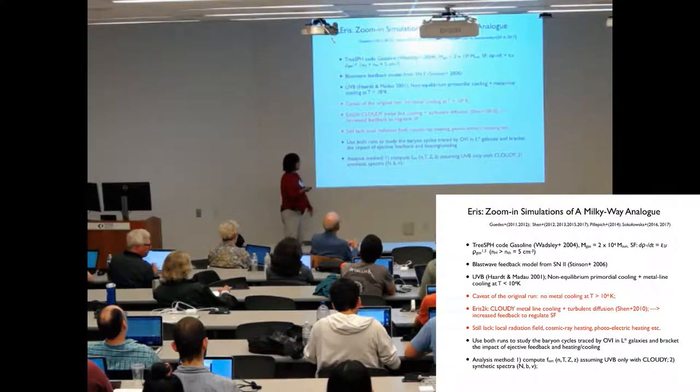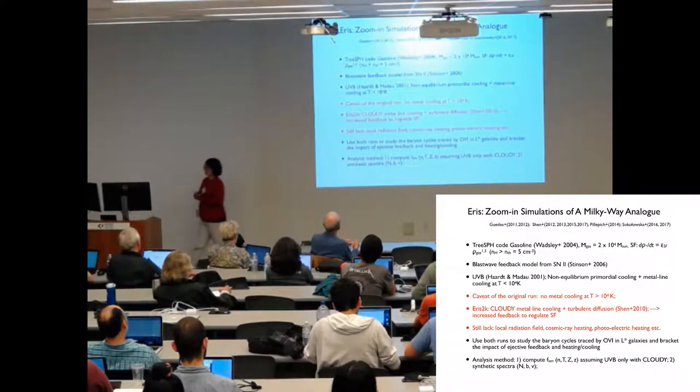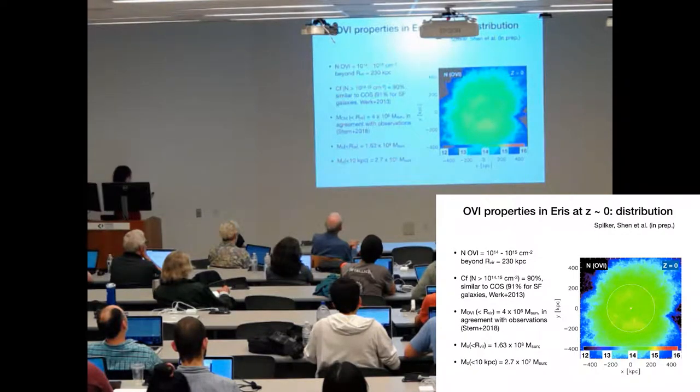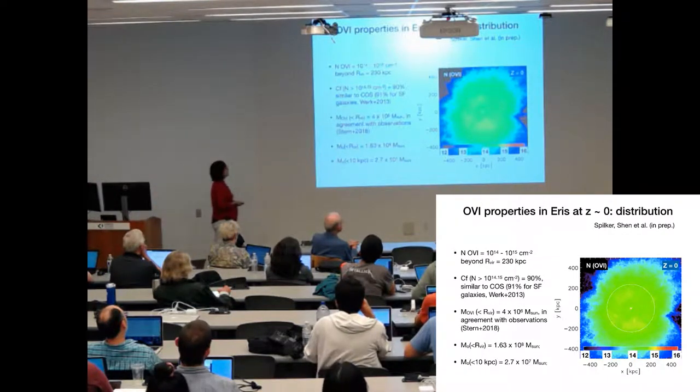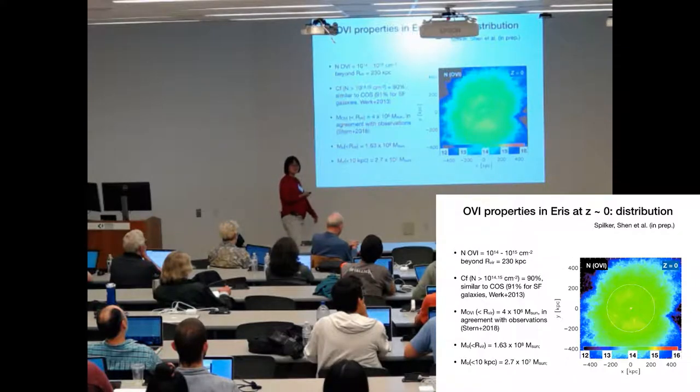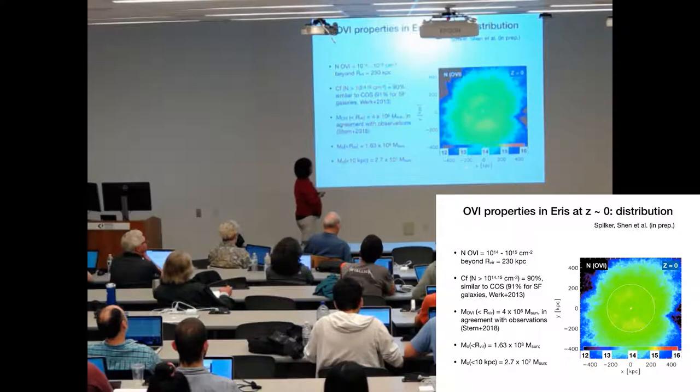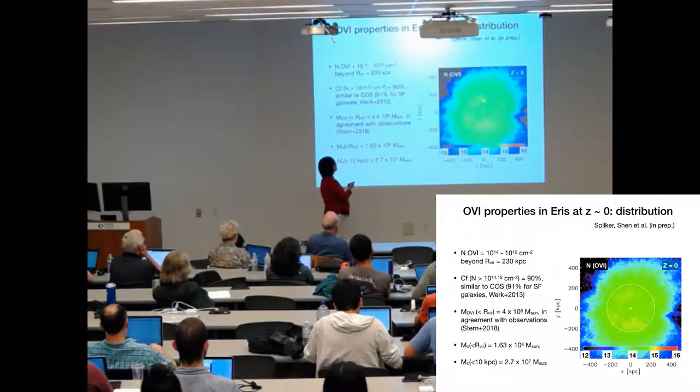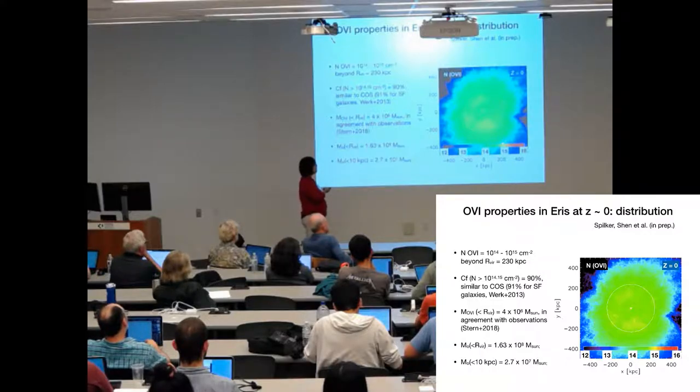As for the analysis method, I don't have time to go through it, so we just produce some Cloudy tables of ion fractions and we get a synthetic spectrum. I'll talk about ARIS first to keep the story simple, and ARIS 2K comes a bit later. So this is how it looks at redshift zero. I don't know if you can see it. Here is the virial radius. The green is 10 to the 14 per centimeter squared.